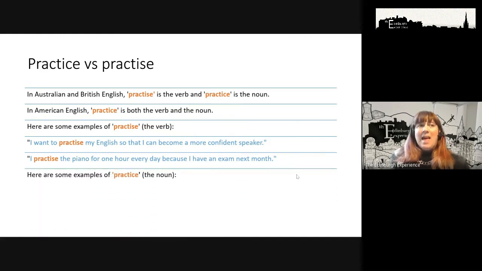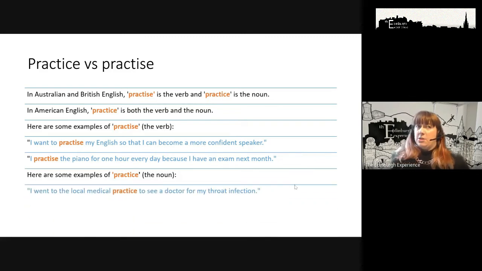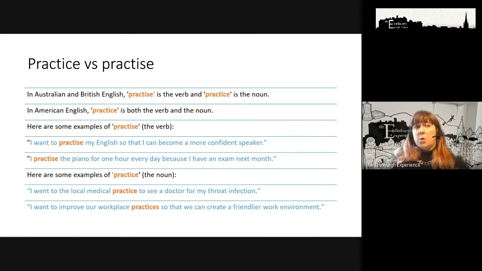And if we use it as a noun, it would look like this. I went to the local medical practice to see a doctor for my throat infection. I want to improve our workplace practices so that we can create a friendlier work environment.